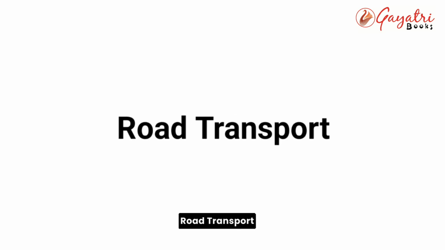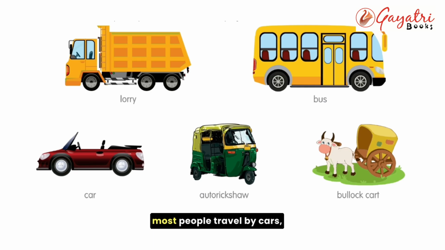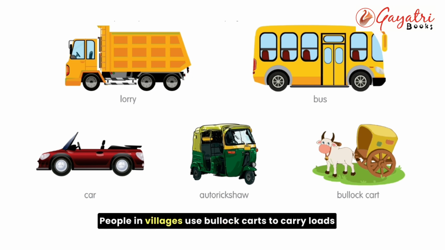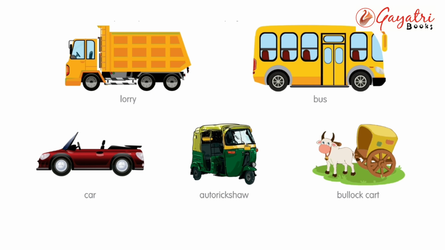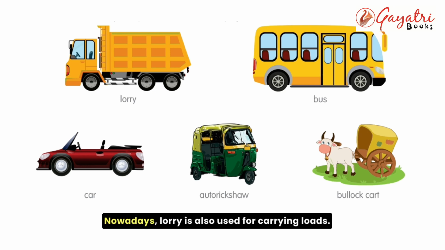Road transport. Most people travel by cars, scooters, bikes, auto rickshaws, and buses. Buses are an important means of transport for traveling long distances. People in villages use bullock carts to carry loads and for traveling from one place to another. Nowadays, lorry is also used for carrying loads.